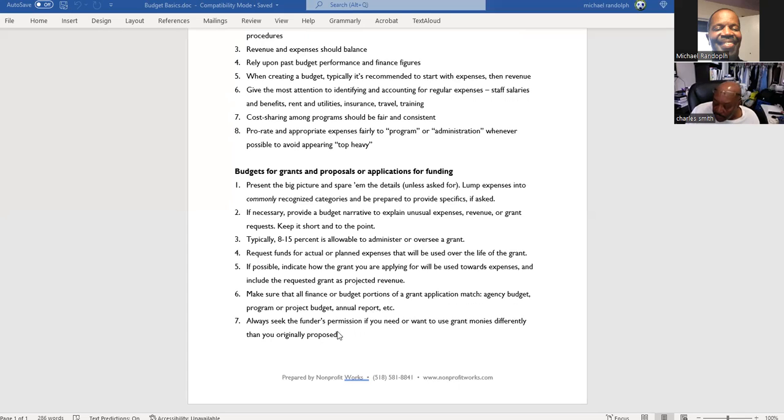Another thing, always seek the funder's permission if you need or want to use grant monies differently. What that means? Let's say, for example, you go to grant for computers, for 9 computers, for $900. However, you did a deal with Best Buy, and Best Buy said, I like what y'all doing, I'm gonna give y'all all these computers free. So now you want to go back to the funder and say, well, that amount that we allowed for 9 computers, can we move that to another column?